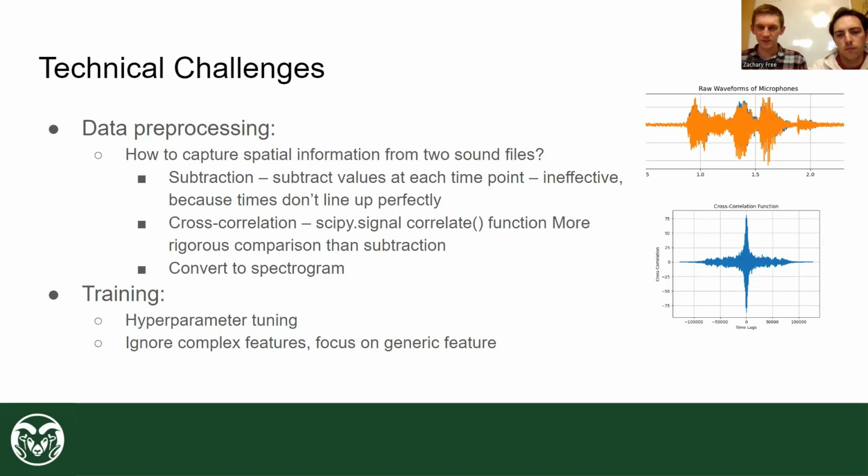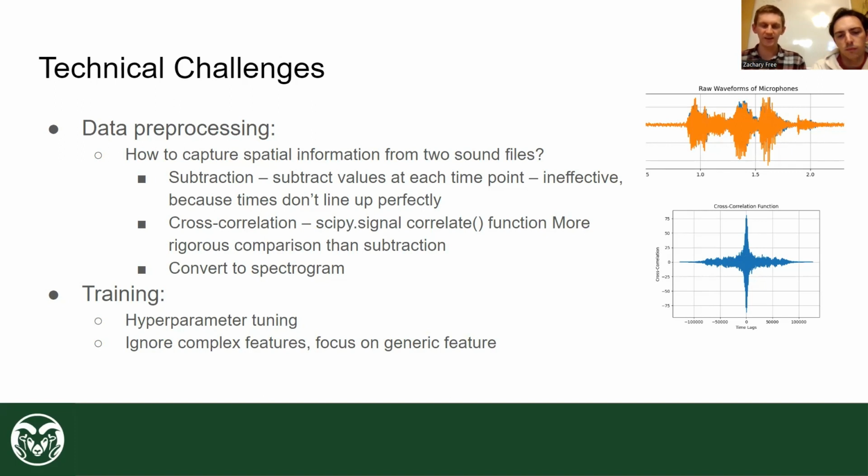So we also looked at cross correlation. There's an example in those images on the slide. You have your raw waveforms plotted over each other. You see they're very, very similar, but just not exact. Cross correlation is a rigorous algorithm, more so than just a simple subtraction, to tell you what the similarities and differences are between those two signals. The image at the bottom is the output for that. The other technique that we applied was converting it to a spectrogram, like we discussed in class for audio applications.